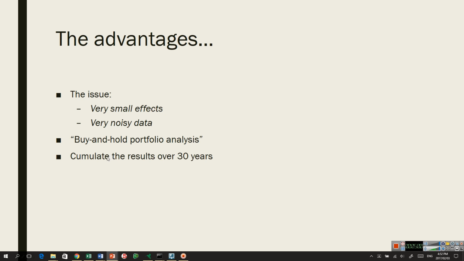But the advantage is that we can accumulate these very small effects over a long period of time. Then you actually can see them. And we can get rid of the noisy data by constructing portfolios, which minimize the volatility. Some shares going up offset the volatility of other shares going the other way. So it's a powerful technique.